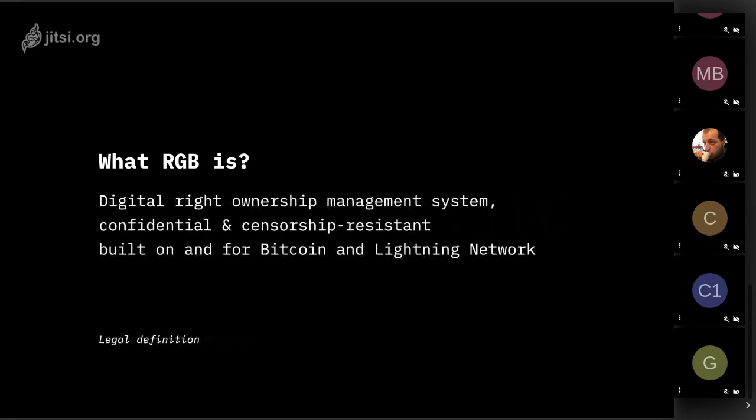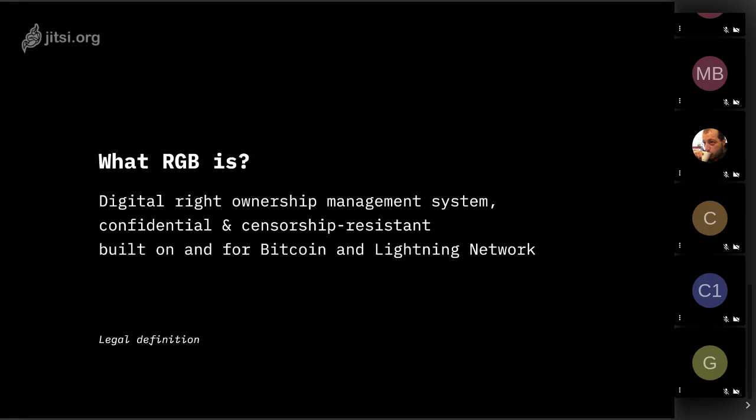If we go one layer deeper, I would say that, in fact, RGB is a digital rights ownership management system. So it manages ownership of digital rights. Why digital? Because in the digital world, we can't define anything that is not digital. So basically, it's rights ownership. It's ownership. So who is the owner of the rights? That's the main question that RGB should be answering.